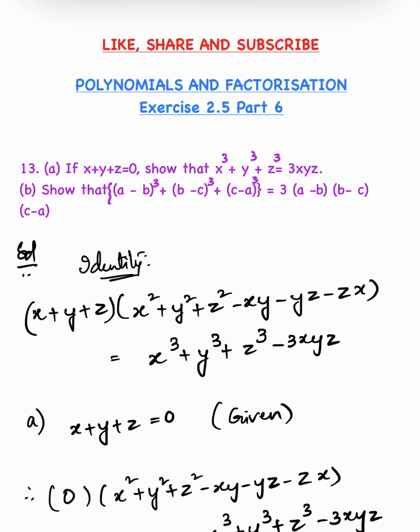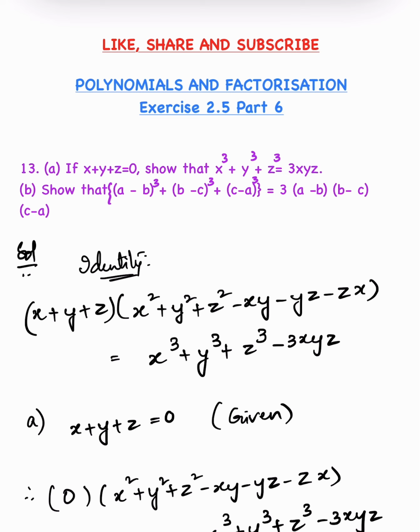Polynomials and factorization, exercise 2.5 part 6, 13th problem. If x plus y plus z equal to 0, show that x cube plus y cube plus z cube equal to 3xyz. Second bit, show that (a minus b) whole cube plus (b minus c) whole cube plus (c minus a) whole cube equal to 3 into (a minus b) into (b minus c) into (c minus a). Second one is also an application of the first bit.